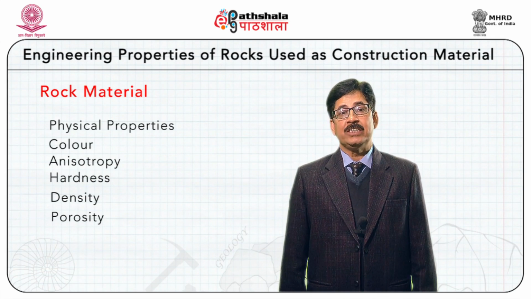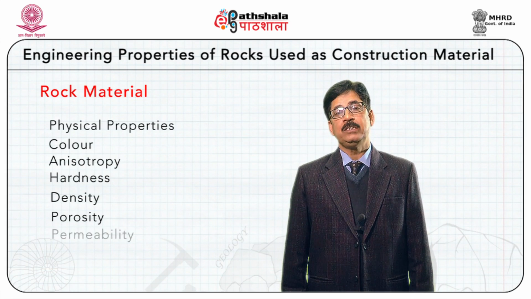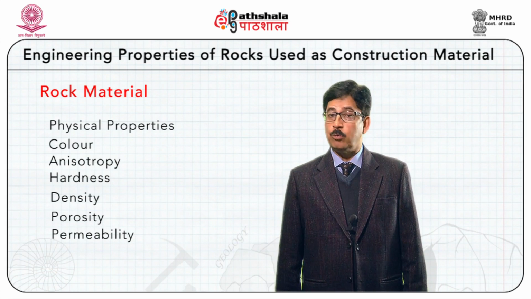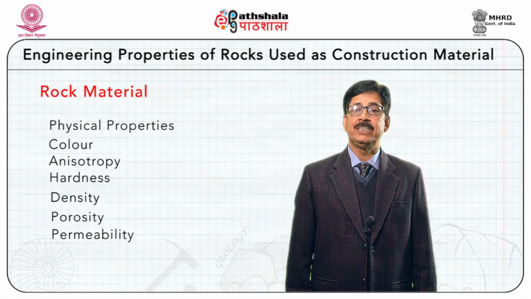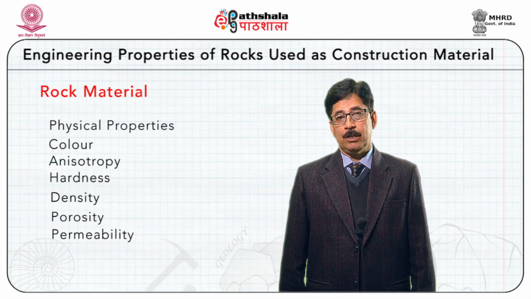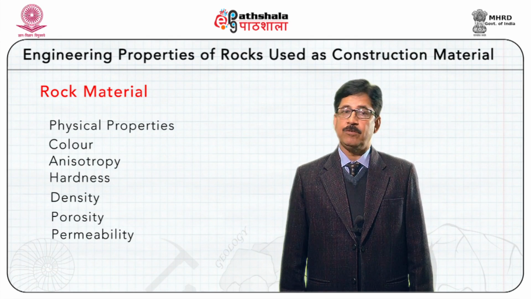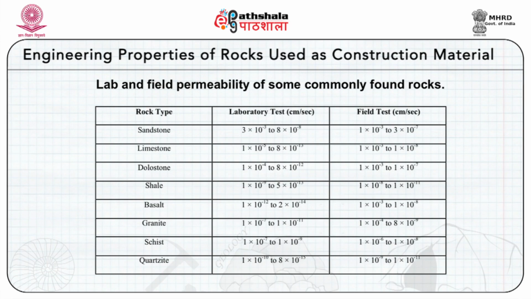Related to the porosity, we have another parameter, that is permeability, which is related to the interconnection of pores. So you have porosity because of pores, and if all these pores are interconnected, they constitute permeability. Permeability again varies from rock to rock. The rocks which are porous can have permeabilities less than 10 to the power minus 9 meter per second to more than 10 to the power minus 5 meter per second. You can refer to the table in the module to see the average values of different rocks in terms of their laboratory and field permeability.